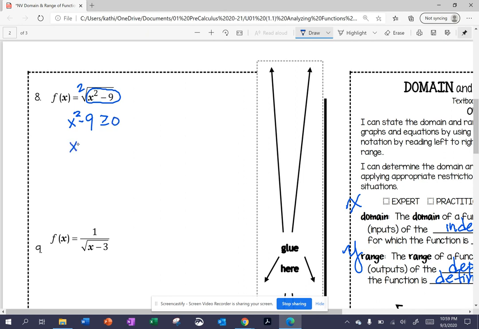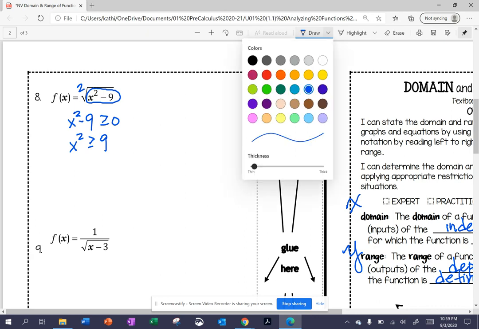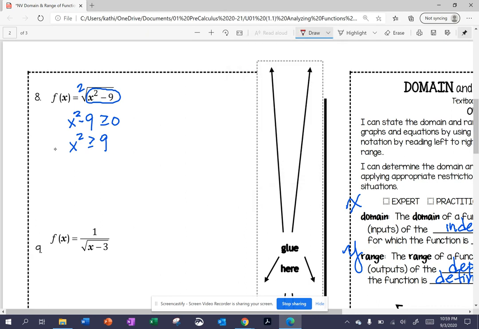So I get x squared is greater than or equal to 9. I'm going to take the square root of both sides. So when I get the square root of both sides, then I have a number line. And since I am greater than or equal to, I know I have minus 3 and plus 3. So now I want to know, am I in between the minus 3 and the plus 3, or am I on the outsides of the minus 3 and the plus 3?